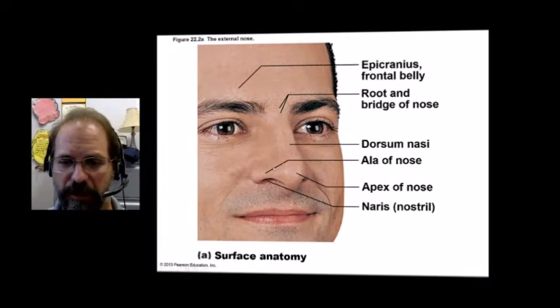Great trivia question is, what is the name of this thing right down here? It's called the philtrum, that little ridge you see extending between the lip and the nose.